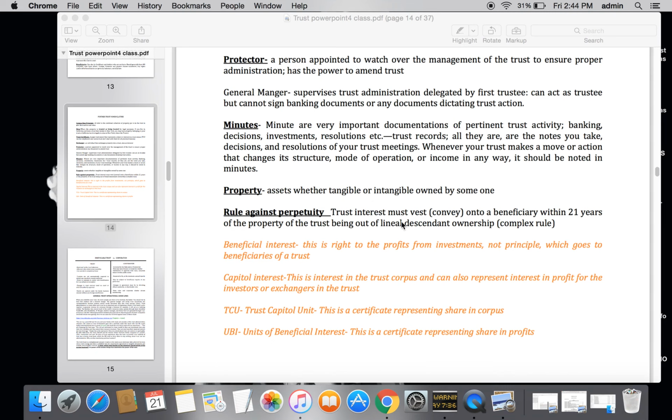So, trust interest must vest or convey onto a beneficiary within 21 years of the property of the trust being out of lineal descent. Lineal descent dictates where that trust property or trust interest will go. So if you have a beneficiary that picks it up within 21 years after it falls out of the last beneficiary's control or ownership, then it does not go against the rule against perpetuity.